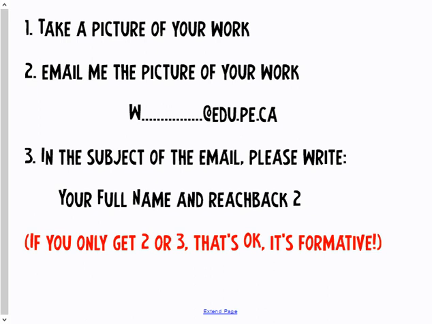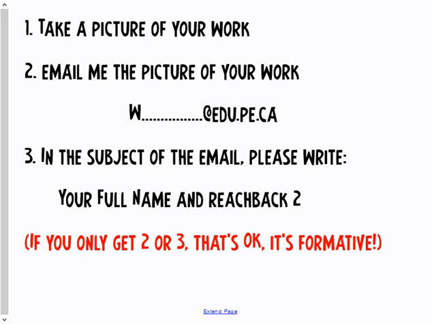Now, a lot of you are using two different emails. Just everybody email it to my edu.pe.ca address, and you all know the first part of it there. That way, when I get the email, I'll be able to open it up in one area. And in the subject of your email, please write your full name, first and last names. Don't just put Logan. If you have a last name, put your last name as well, because I have multiple Logans that I teach.